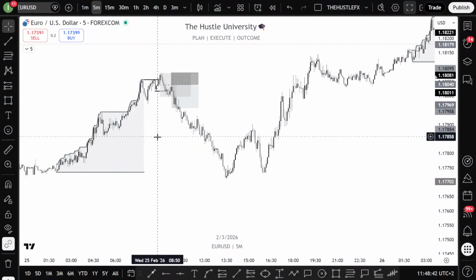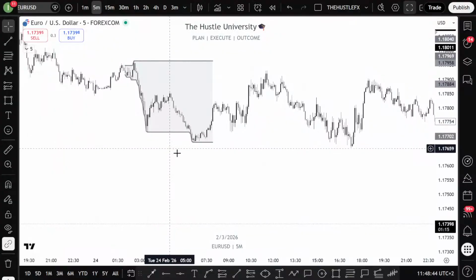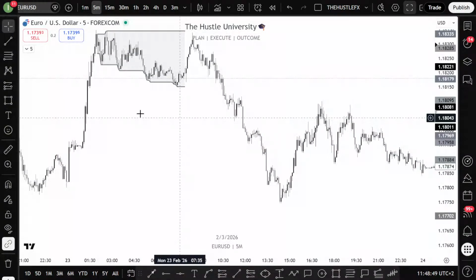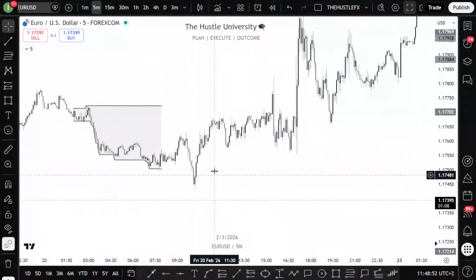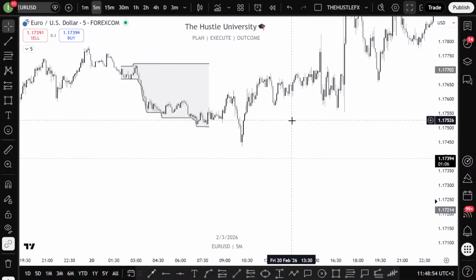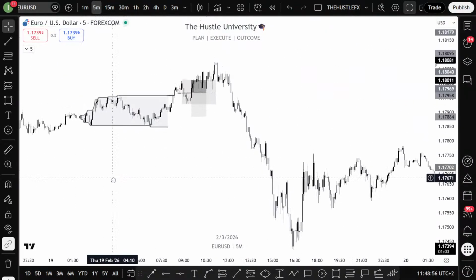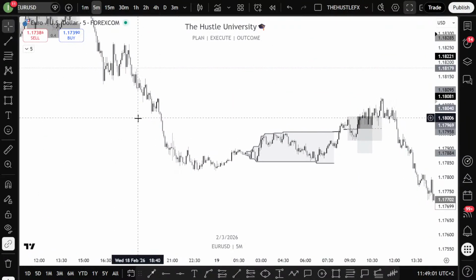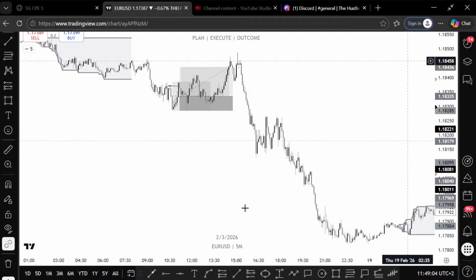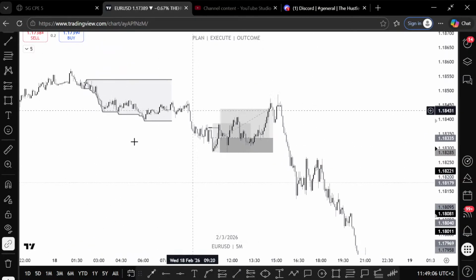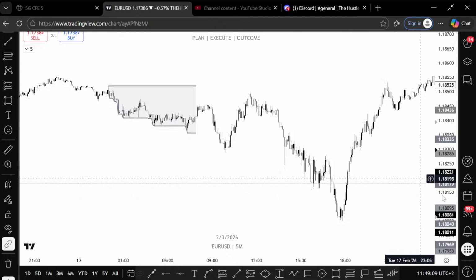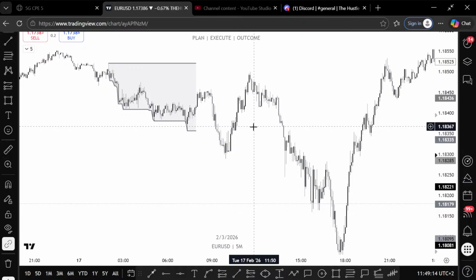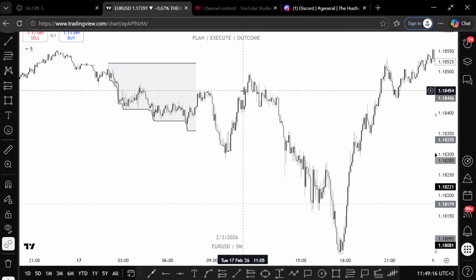You see, 1:2 again. This was no trade. This was no trade also. This was a loss. This was a win. And let me see. This was no trade. Yeah, the 4-hour pre-period expired.